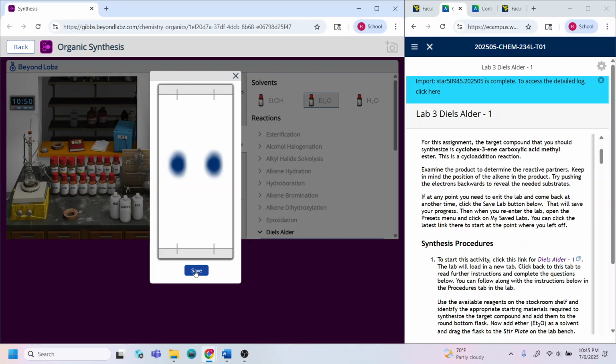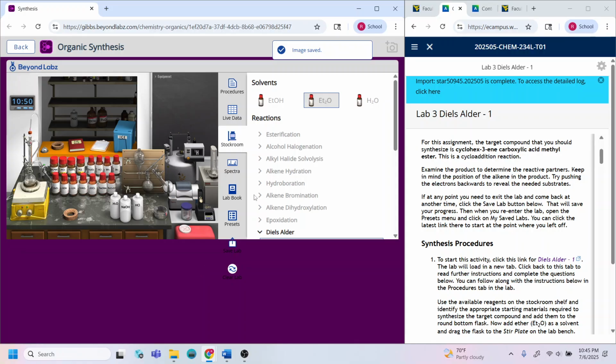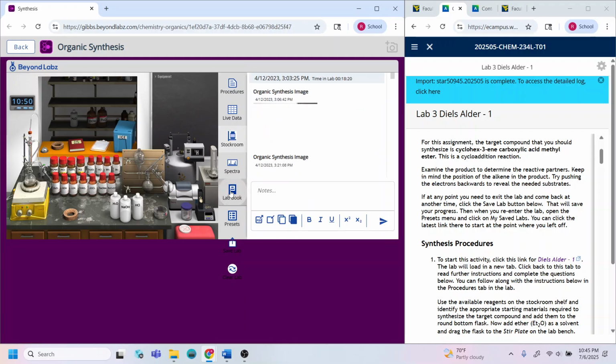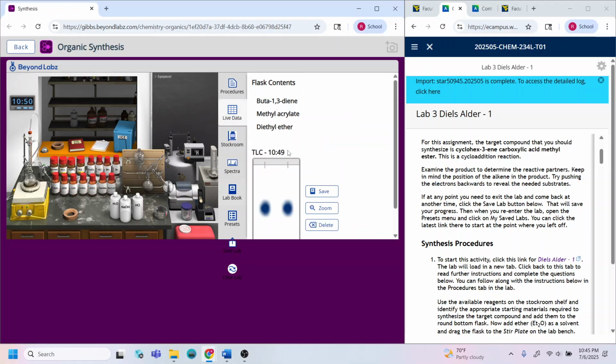We're going to save the TLC. This is the TLC before the reaction, and it is going to automatically save in the lab book. So this is going to be your lab book. If you go to your lab book, you should see your TLC in there. We're going to go back to the live data. So in the live data, what do we have? We have our reactants and we have our solvent in there. We do have our TLC. Everything is ready. We're going to start this experiment.